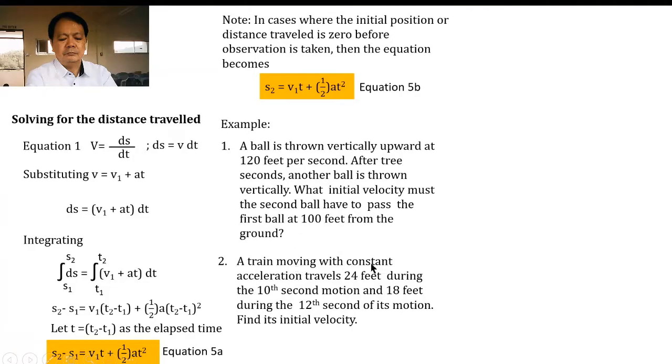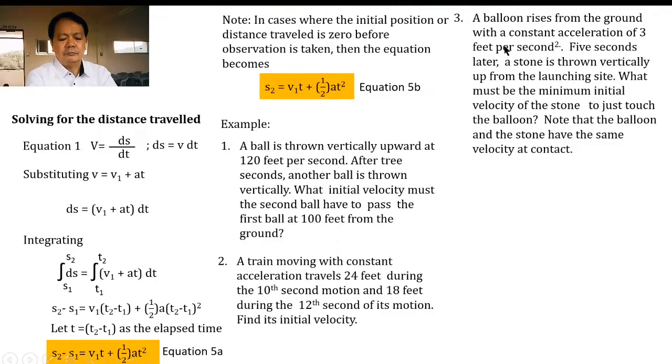There is a train moving with constant acceleration that travels 24 feet during the 10th second, and 18 feet during the 12th second of its motion. Find the initial velocity. The third, you have the balloon that rises from the ground with a constant acceleration of 3 feet per second squared. Then 5 seconds later, a stone is thrown vertically upward from the launching site. What must be the minimum initial velocity of the stone to just touch the balloon? Note that the balloon and the stone have the same velocity at contact.